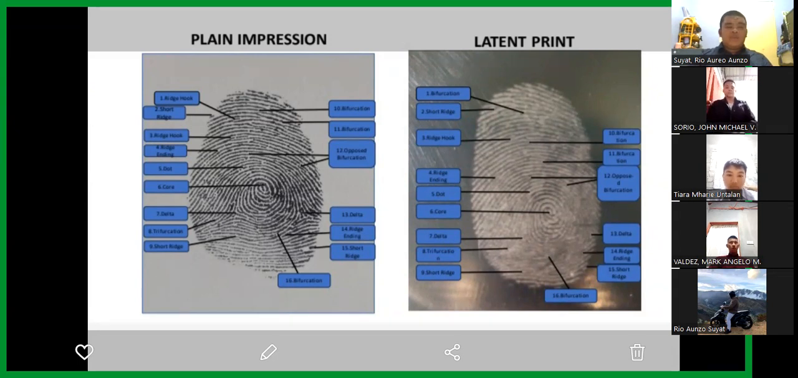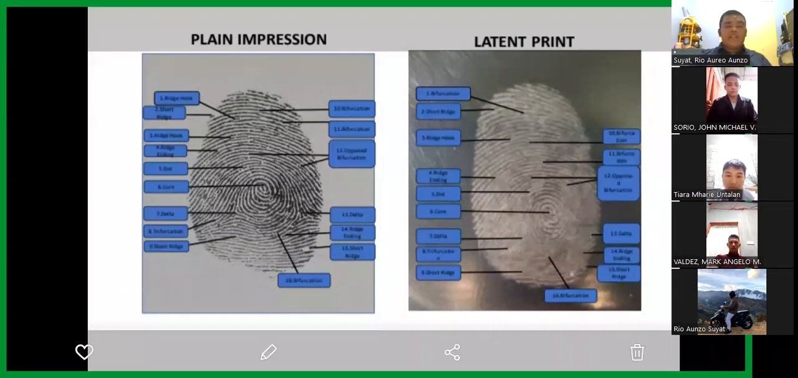Number two is short ridge. So what is short ridge? Ridges which are significantly shorter than the average ridge length on the fingerprint. Next is number 4, ridge ending. What is ridge ending? Ridge ending is defined as the point where the ridge suddenly stops.